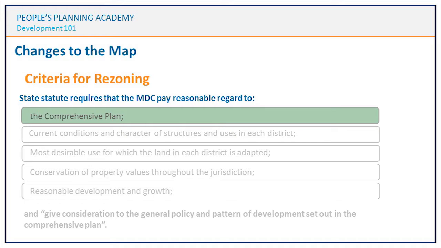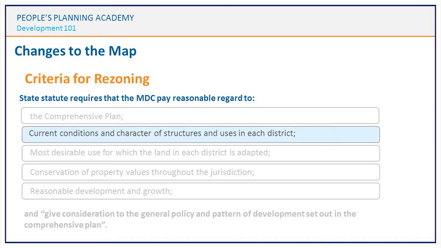So how does this occur? How are these decisions made? The state statute dictates that a rezoning can be granted only if very specific criteria are met. These are the criteria that the MDC evaluates and includes as findings of fact. According to state statute, the MDC must pay reasonable regard to the comprehensive plan. This means asking what is the objective of the comprehensive plan, what is it trying to accomplish, and what has changed since the plan's adoption.